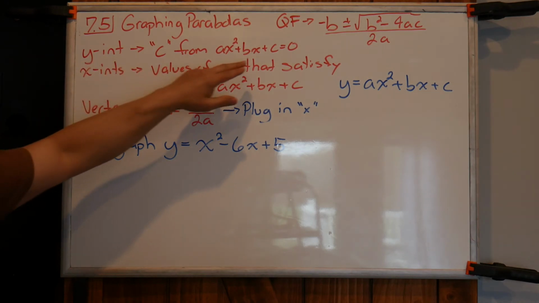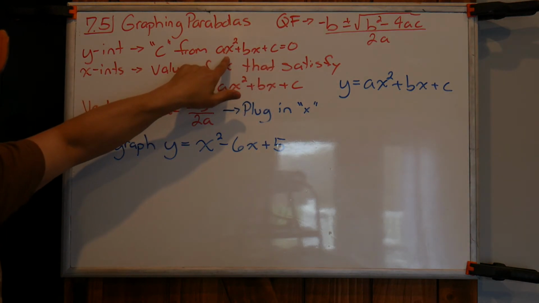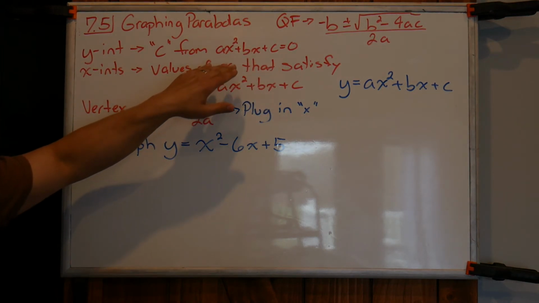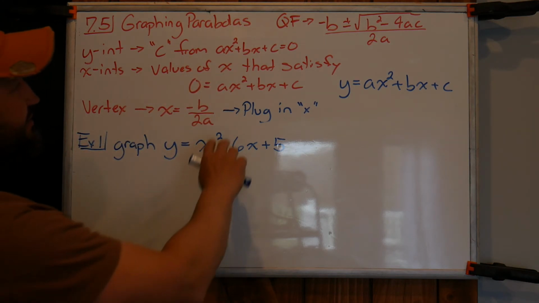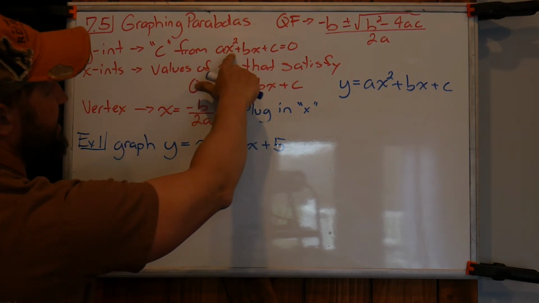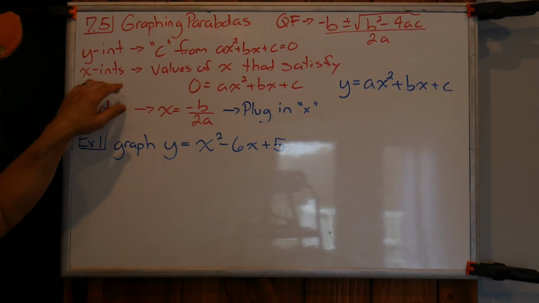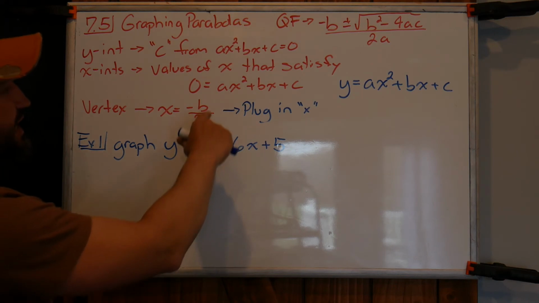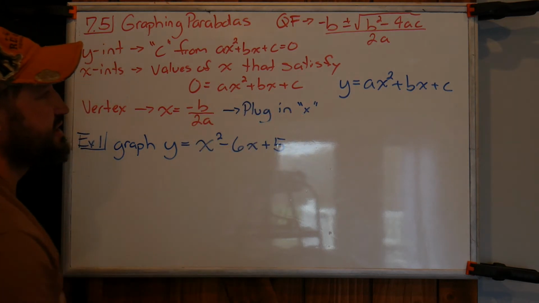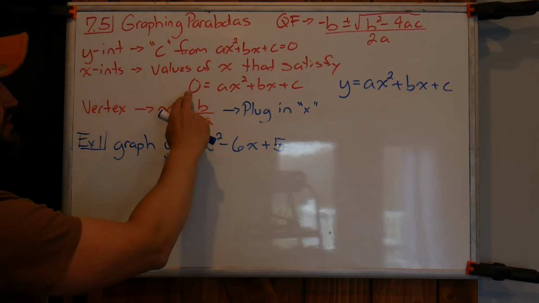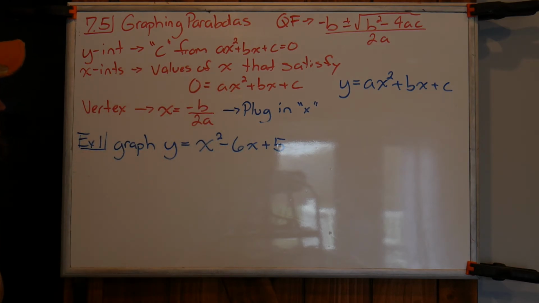Our y-intercept, that's just our c. This we will rely on, our a, b, c from the quadratic equation. Whatever equation they give us, move it around and treat it as a, b, c like we've been doing in previous sections. Our x-intercepts, those are the values of x that satisfy our equation set to 0. When we set it to 0 and solve for x, those are our x-intercepts.